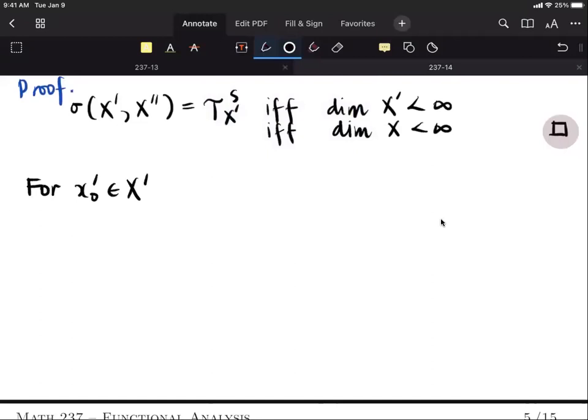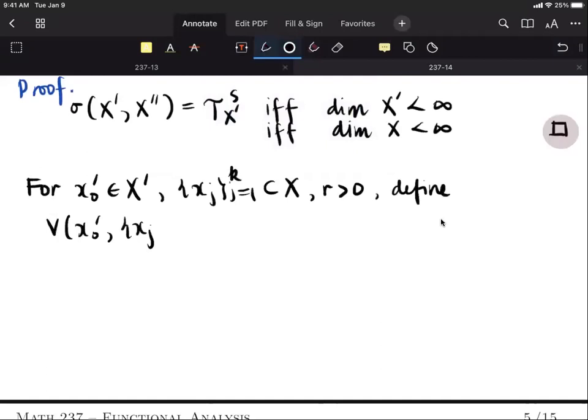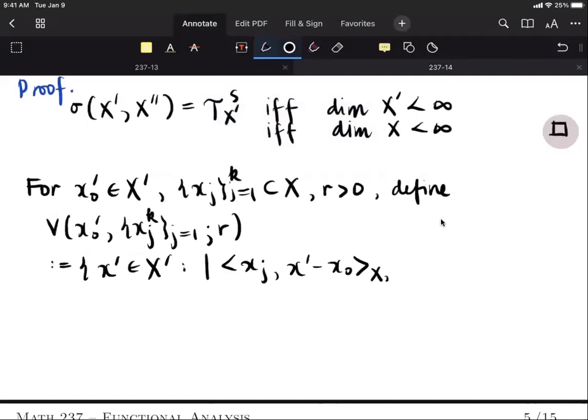Given a bounded linear functional x naught prime in the dual space, a sequence of elements in the Banach space, and a positive number r, let us define the following set: V of x naught prime, determined by the sequence and the number r. So this is the set of all elements in the dual space wherein this duality pairing, the magnitude is less than r for all j from 1 to k.